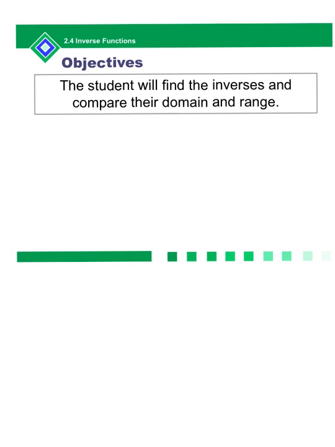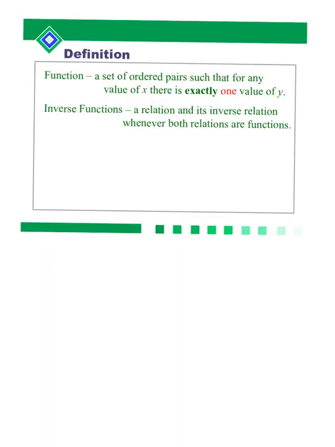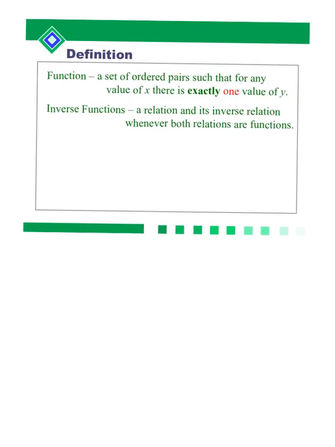In this lesson, we are going to find the inverse and compare them with their domain and range. So here, remember, a function is a set of ordered pairs such that any value of x has exactly one value of y, and the inverse is a relation, and a relation and its inverse are both functions in some cases.